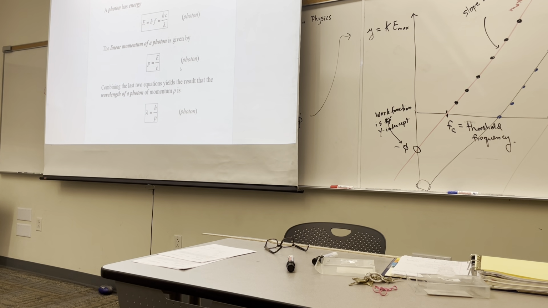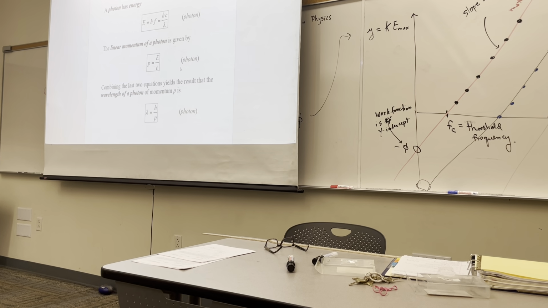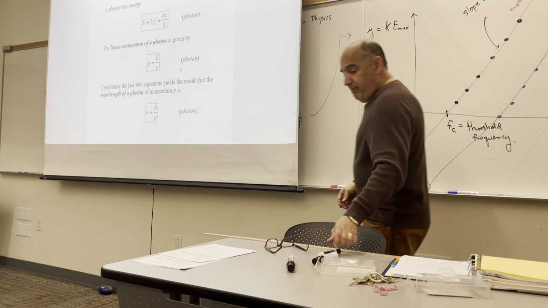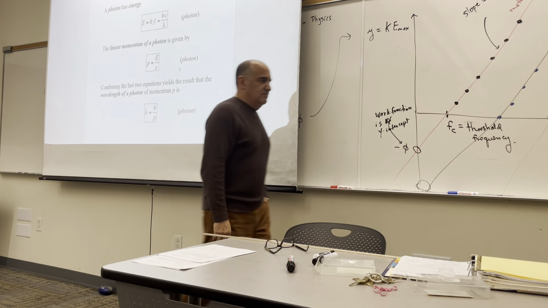So this was Planck, and you can relate h over lambda. This is a connection between the linear momentum of a photon and its wavelength. The shorter the wavelength of the photon, the more momentum it can deliver. So that's what these equations are about.